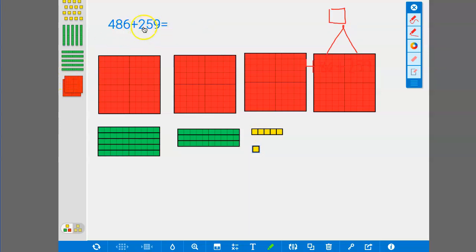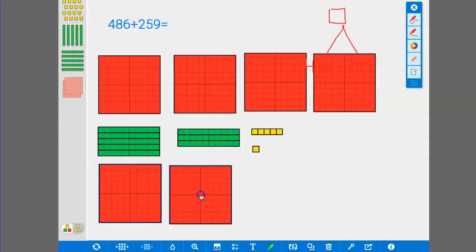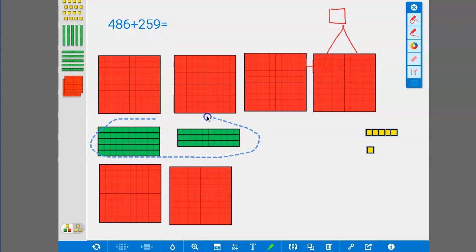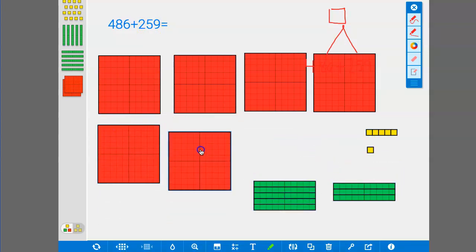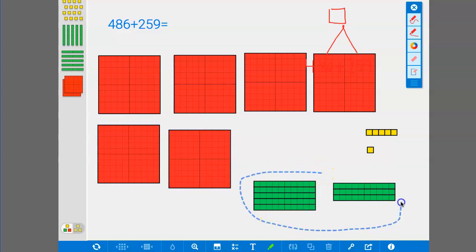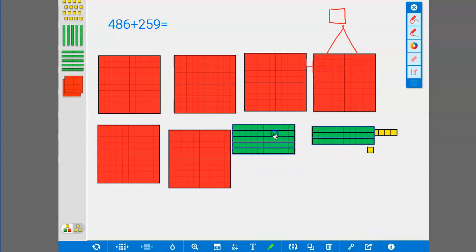Now we're going to add 259. So if I look at my 2, this 2 right here represents 2 groups of 100. So let's add them in. 1, 2. Then I'm going to add 5 tens. So I'm going to move these over here for the time being, and I'm also going to move these out of the way too, so we can have it a little bit more together. There, now we should have enough space for everything.